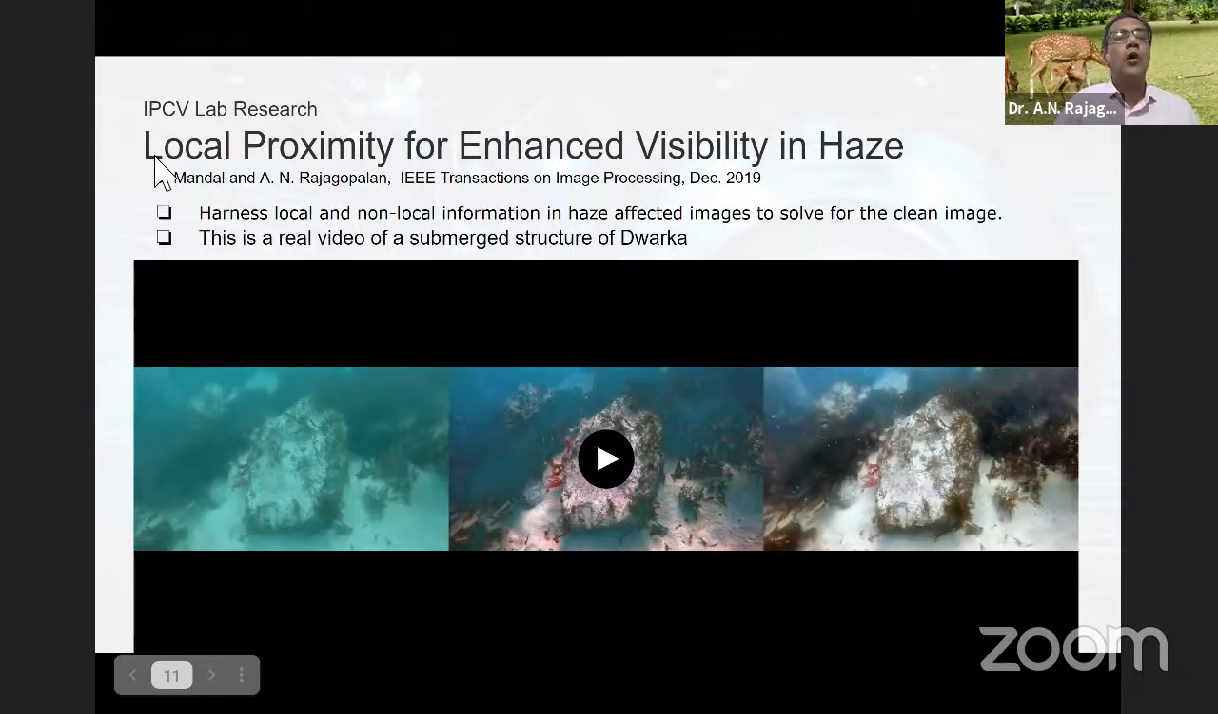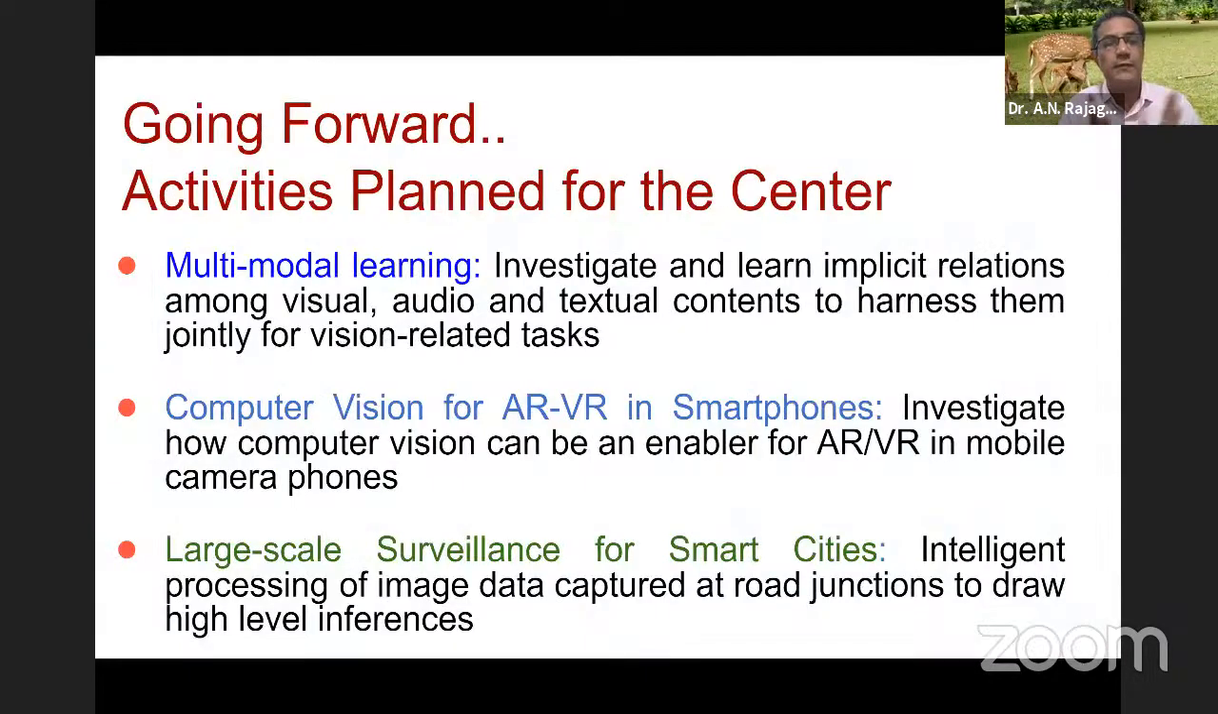Let me now move on to what activities we have planned for the center going forward. Right now, we have identified three main areas which we think are very exciting. You will see that these are not just an incremental version of what we are already doing. Going forward, there's a major shift in what we want to do.